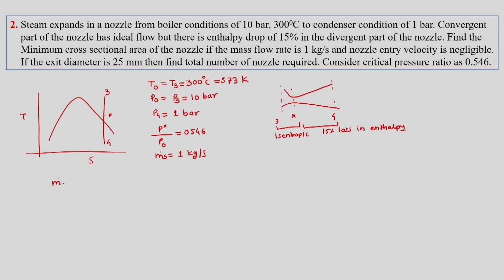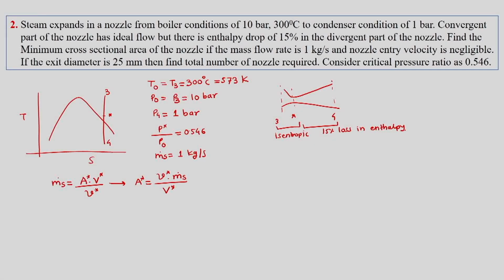Again I will write down the formula. m dot s is equal to A star into V star, velocity star, divided by specific volume star. So, from this formula again A star is equal to specific volume star into m dot s divided by V star. The given thing to us is m dot s. So, we have to find out the specific volume and velocity at the sonic state, but it is very simple.